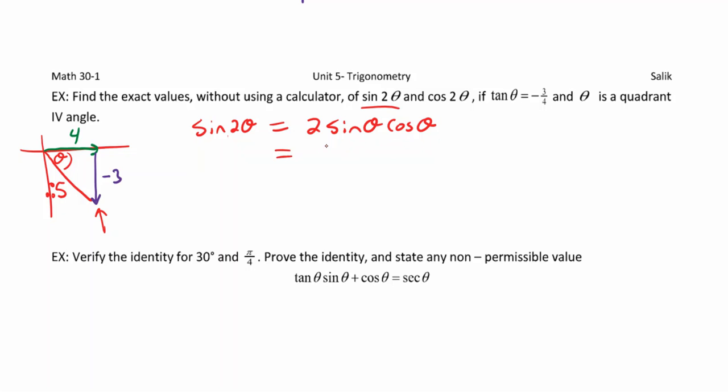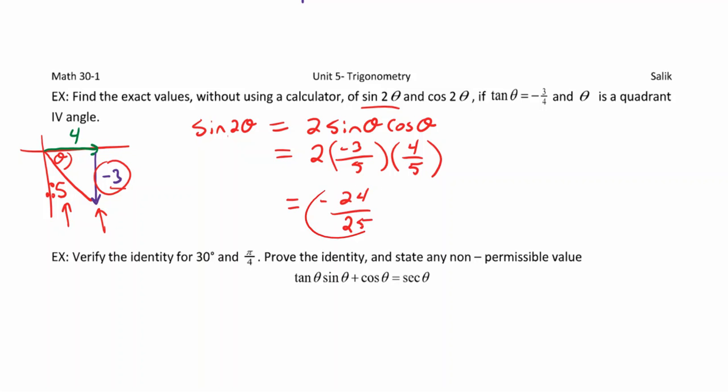So now if we just fill this in, this will be 2, and then sine theta would be negative 3 over 5, right, for sine. And then times cos theta, which would be 4 over 5. So that's going to be negative 24 over 25. All right, so that's sine 2 theta.